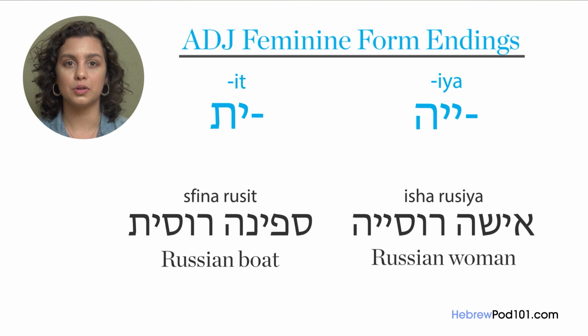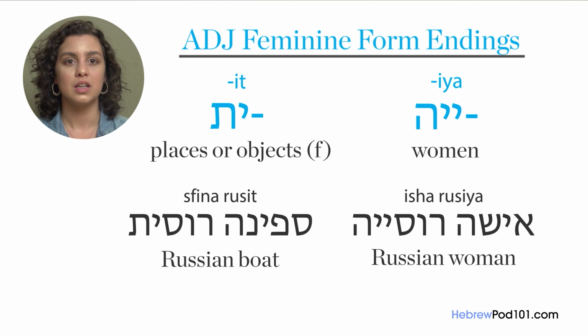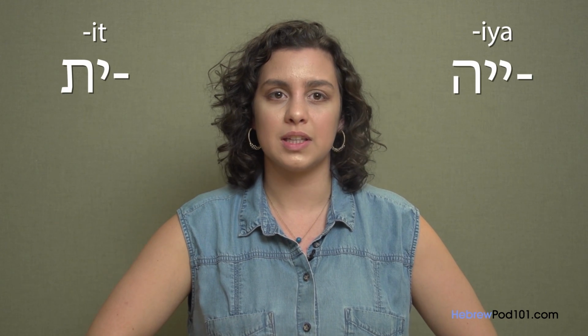First of all, it's important to know that both forms of these adjectives are commonly used, but in different contexts. Usually the ending ya, like in Rusiya, Russian woman, is used to refer to a woman, while the ending it, like in Rusit, Russian boat, is used to describe places or objects, such as a restaurant, a shirt, or the Russian language. Grammatically speaking, both forms are acceptable.